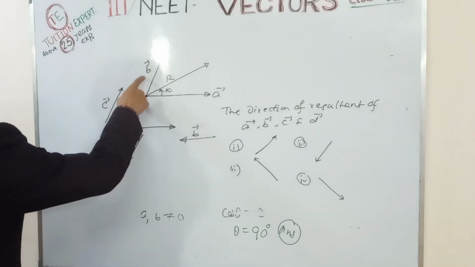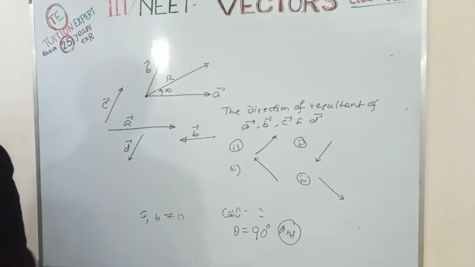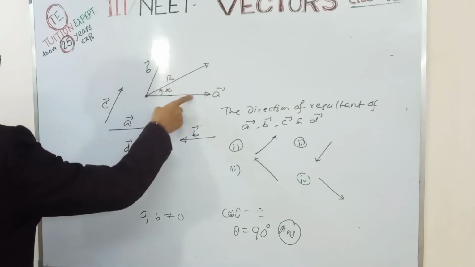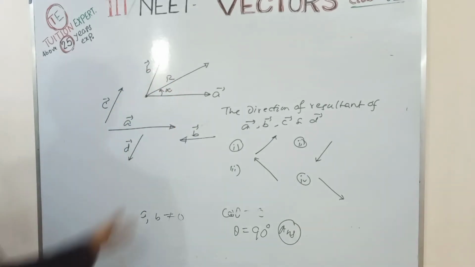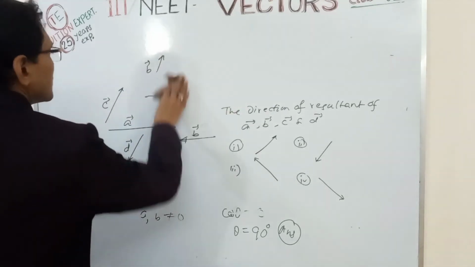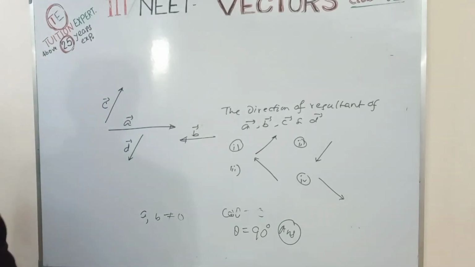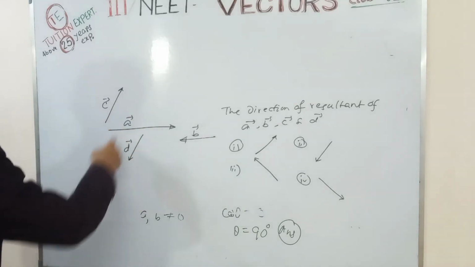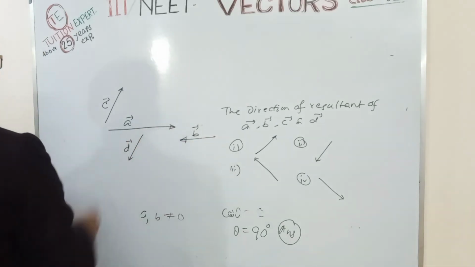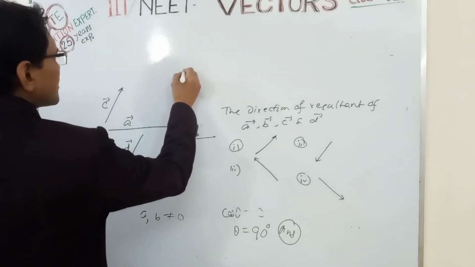We know that by the parallelogram law, the diagonal becomes the resultant of the two vectors A and B. This is the direction of the resultant. So using this law, find the resultant of all four vectors. How can you find the direction of the resultant of all four vectors? We can just shift the vectors.